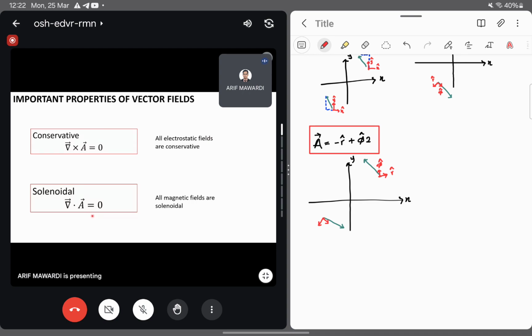And for the magnetic field, for all magnetic fields that exist in this universe, the divergence of any magnetic field is always equal to 0. So in other words, all magnetic fields are solenoidal. Maybe I will give an exercise for you to verify this. For now, maybe you will not appreciate this yet, but later I will give you an exercise for this.